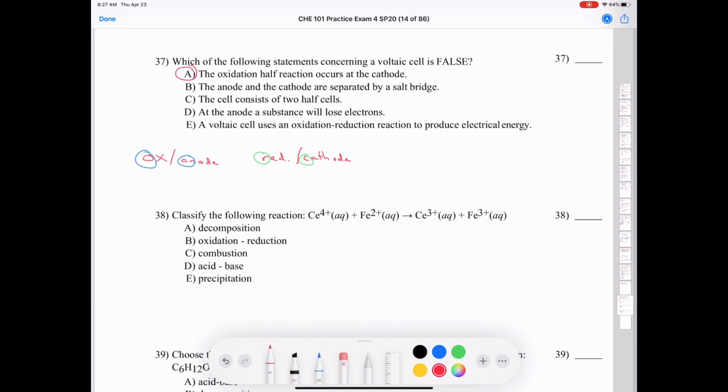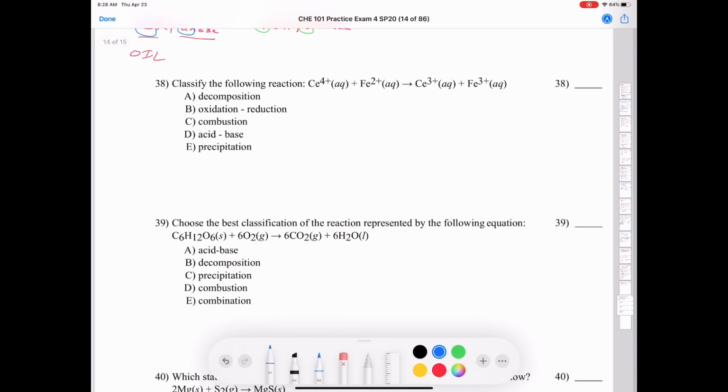It is a false statement. If you look at B, the anode and cathode are separated by a salt bridge. That is a true statement. The cell consists of 2 half cells. That is true as well. D, at the anode a substance will lose electrons. That is correct because the anode is where oxidation is occurring, and you remember oxidation is losing electrons. Therefore, this is a true statement. And a voltaic cell uses a redox reaction to produce electrical energy. This is also true.